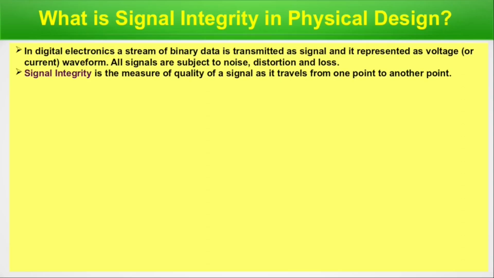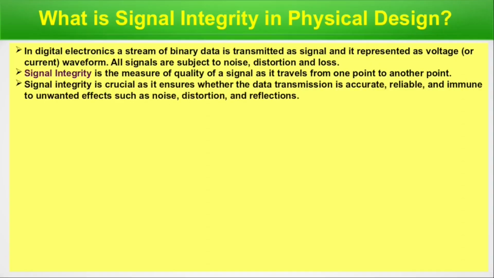So in signal integrity, what we discuss or measure is, in a practical and realistic world, when a signal travels in a system, how much its quality degrades while it's traveling from one point to another point. So obviously, when we discuss signal integrity, we must consider the reasons which make the quality of the signal degrade. Signal integrity is crucial as it ensures the data transmission is accurate, reliable, and immune to unwanted effects such as noise, distortion, and reflections.